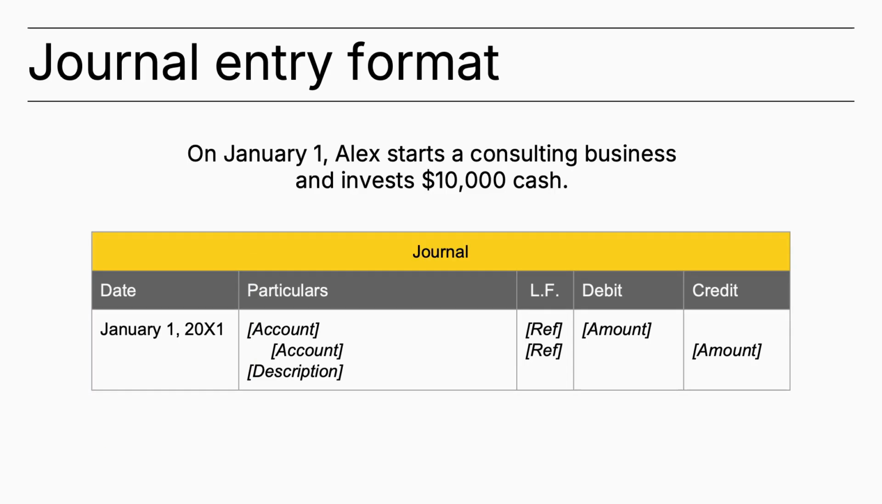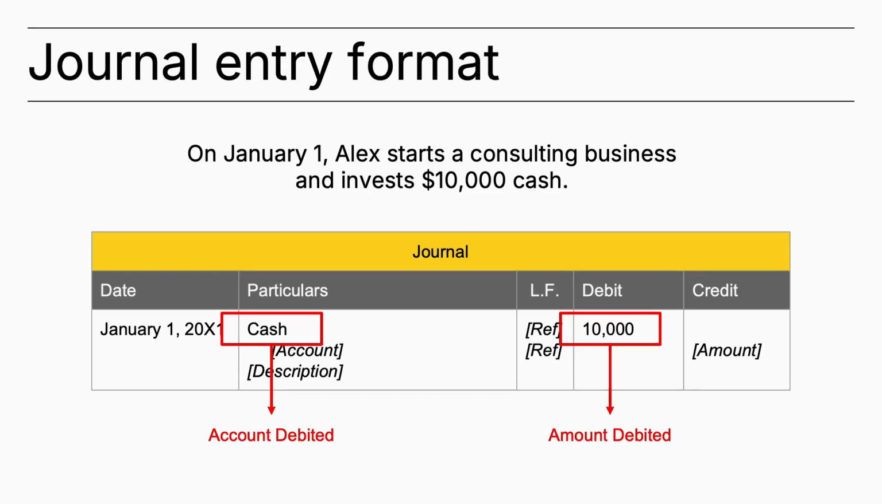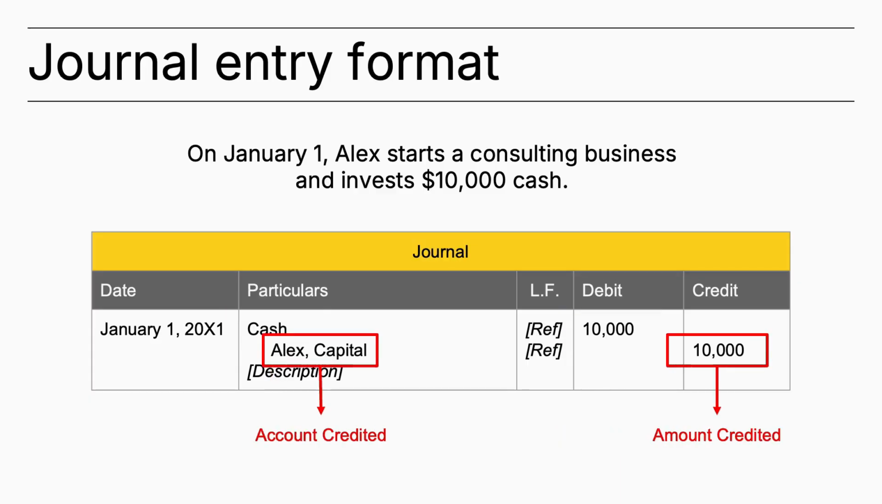Next, we identify what changed in the transaction. Alex invested cash into the business, so cash increases and capital also increases. Now, we record it in debit and credit form. Cash is an asset, and assets increase with debit, so we write cash on the debit side. Now, the credit side. Capital is owner's equity. Equity increases with credit, so we write capital on the credit side, which is slightly indented under the debit entry.